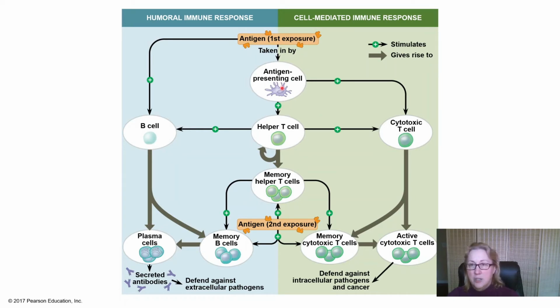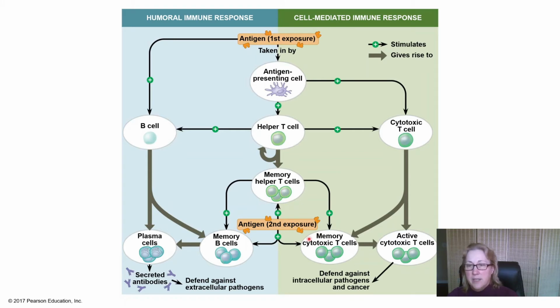The antigen presenting cell is going to activate cytotoxic T cells, which are going to clonally reproduce. It's going to activate helper T cells, which are going to clonally reproduce. And those helper T cells are going to activate B cells, which are going to clonally reproduce. So we have multiple kinds of cells here that are going to form memory cells. We have memory B cells that are going to be able to secrete antibodies and stimulate that second response that's going to be much higher.